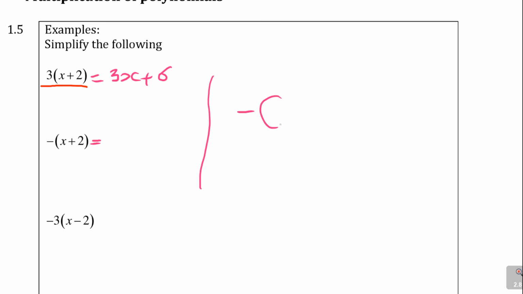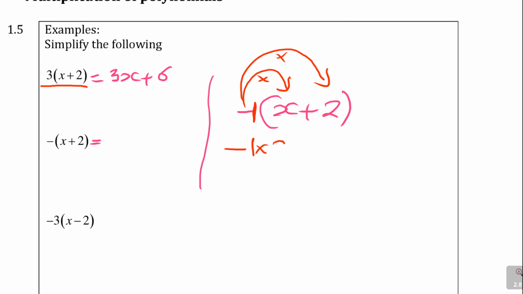What about the next one? Negative, and then it's x plus 2. This one also, when you don't see anything, it means there is a hidden 1 there. So it's like minus 1 is the one multiplying that, and it is the one multiplying that. Don't forget, bracket means multiplication. So you've got minus 1 times x, then always say plus. Always put a plus, and then you've got plus minus 1 times 2. You can always put that to protect the plus and minus.